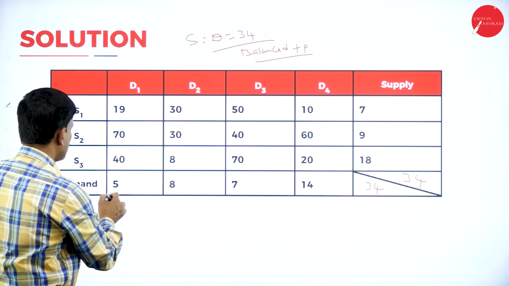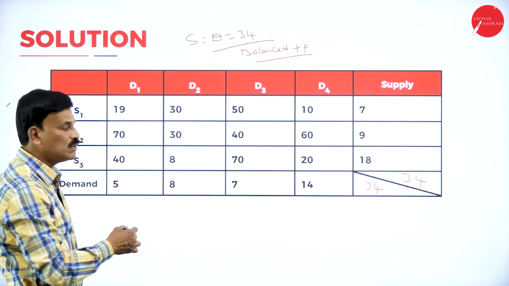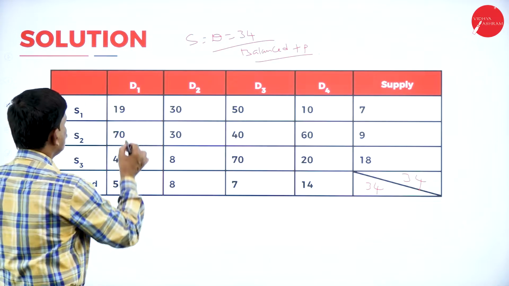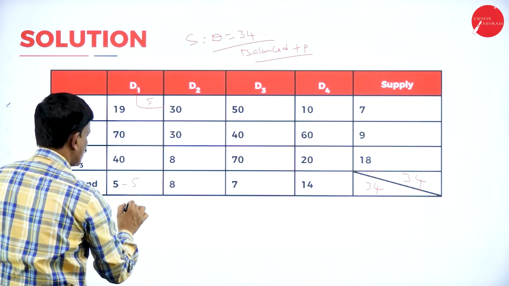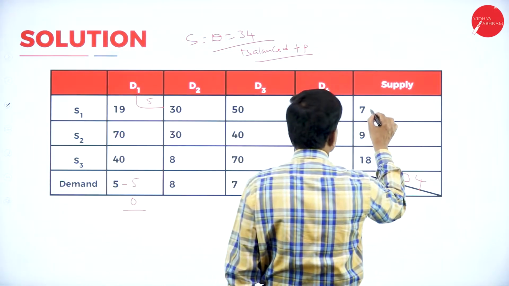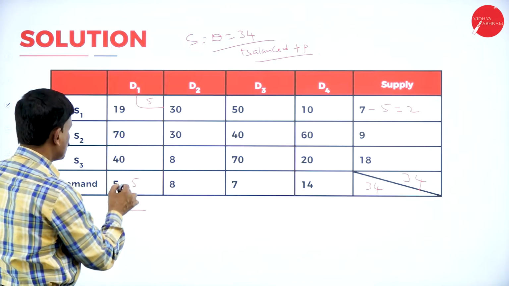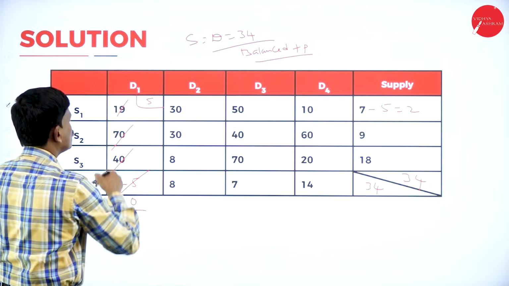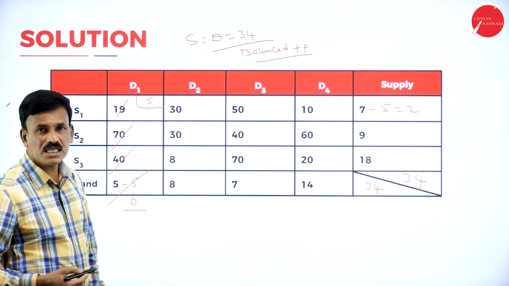Now find out the demand and supply. Demand is 5 and the supply is 7, and the minimum is 5. Demand is less, so you can allocate 5 here. Once you substitute 5, 5 minus 5 is equal to 0. Here the supply is 7 minus 5, which is equal to 2. If this is 0, you can cancel the entire column, so all the elements of this D1 get cancelled.